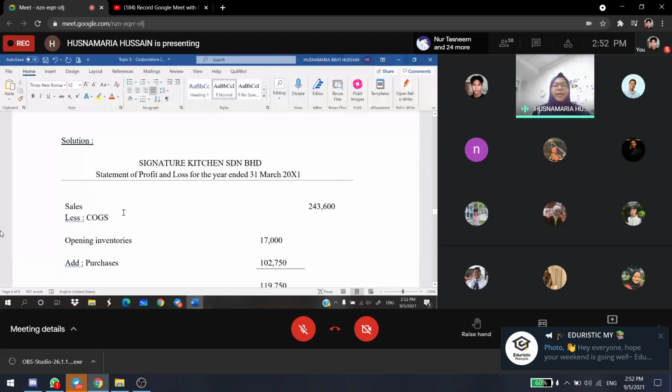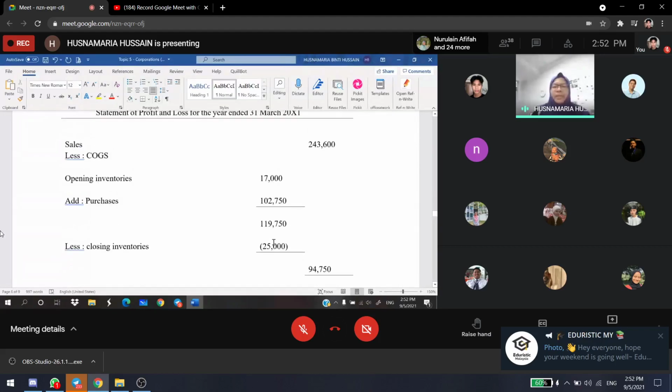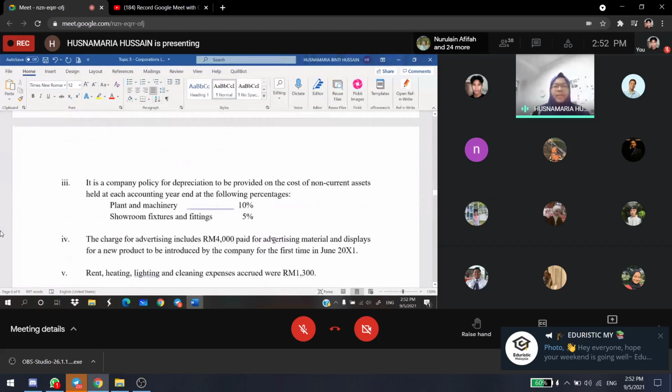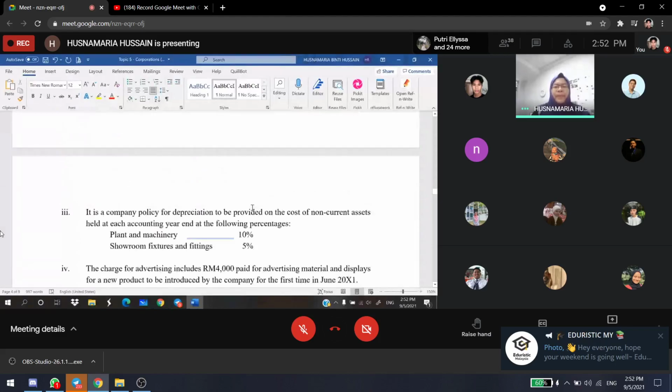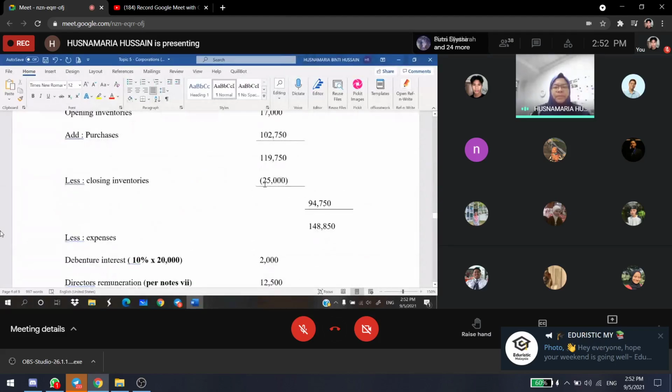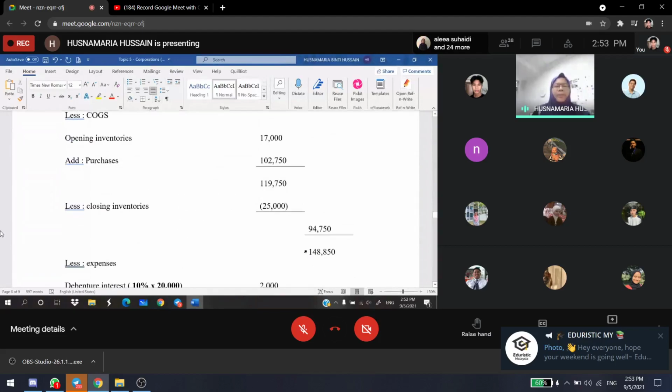Sales given, no sales return, no sales discount. Minus COGS. Inventory given, purchases given, less closing inventory. Remember the closing inventory from earlier, by using the LCM, take the lower one. So 25,000. You get COGS. Then sales minus COGS, you get profit. So this is actually your gross income.